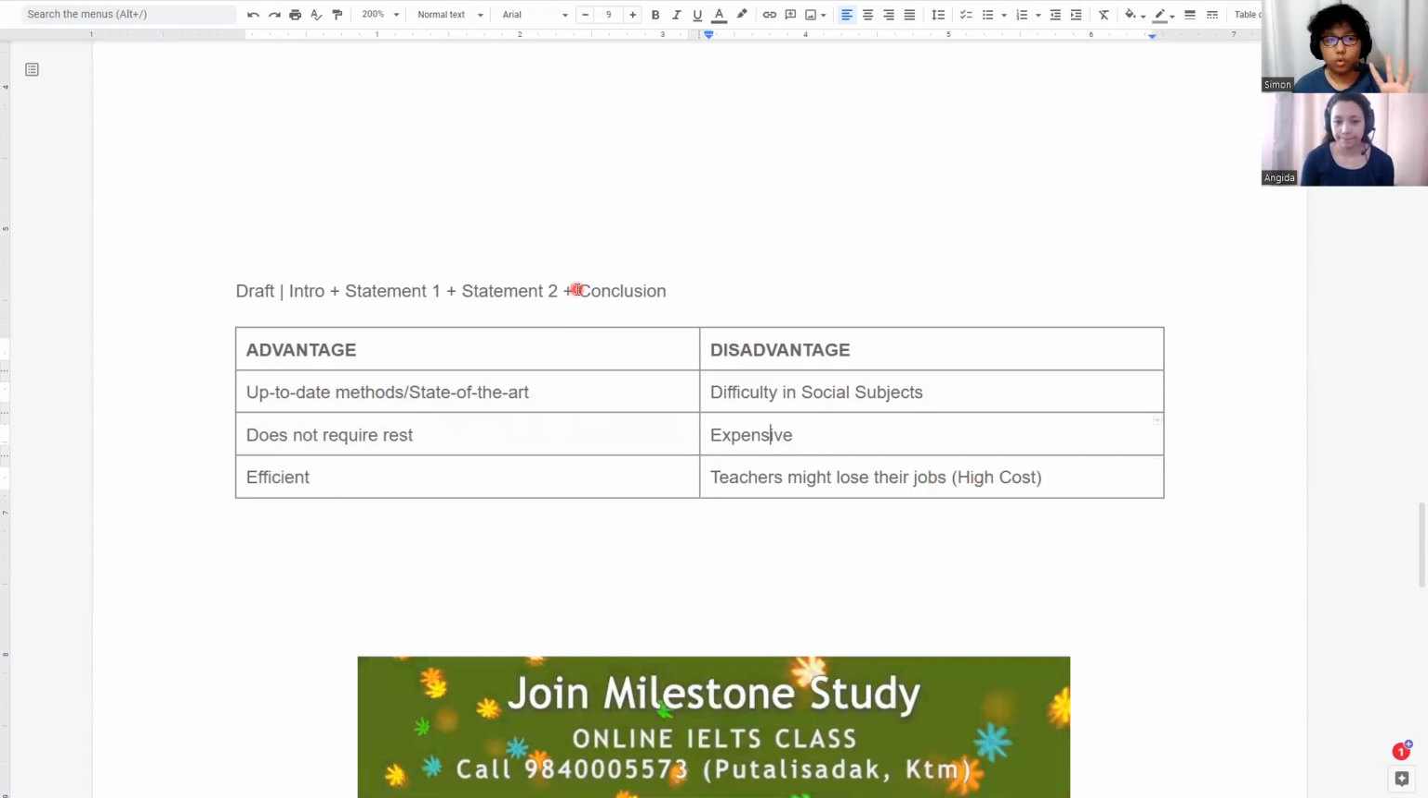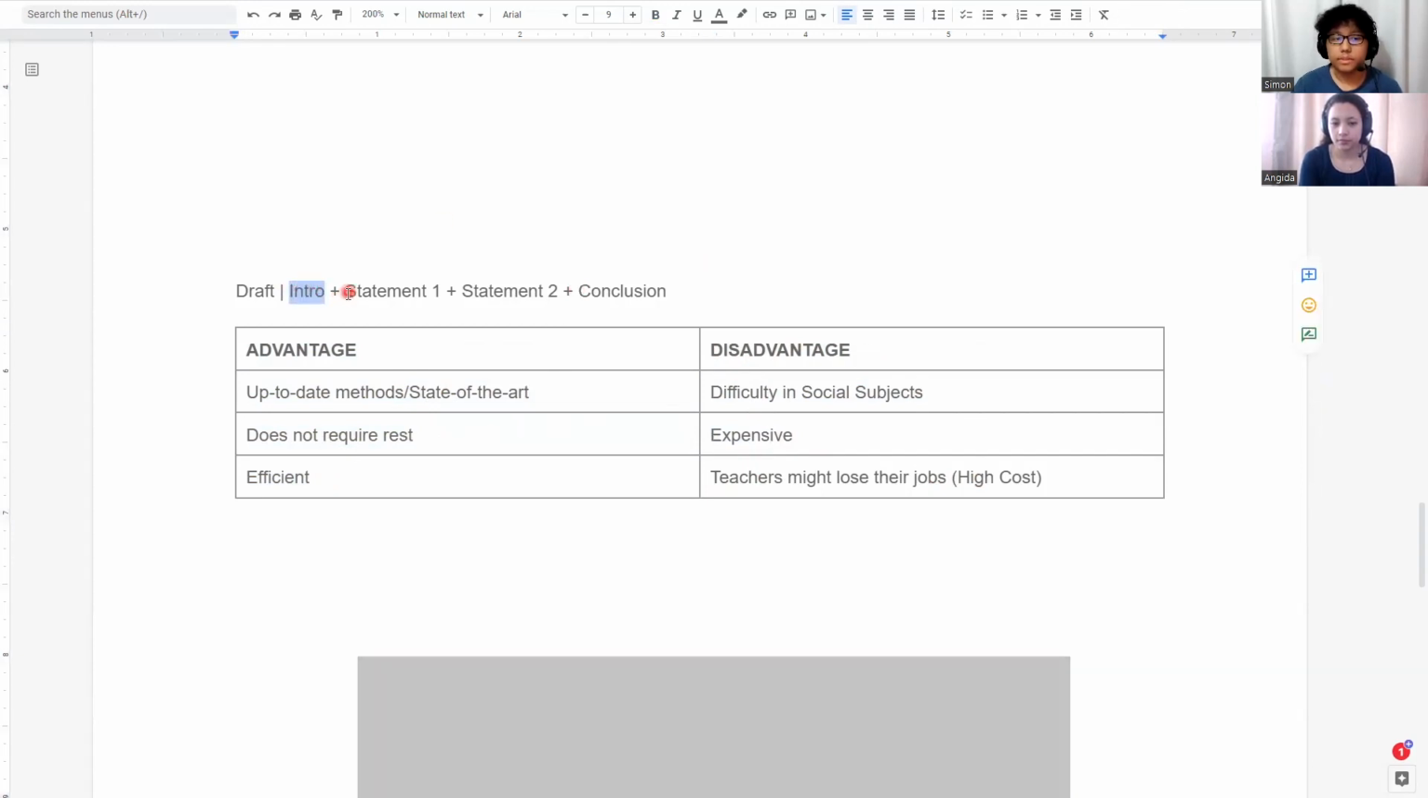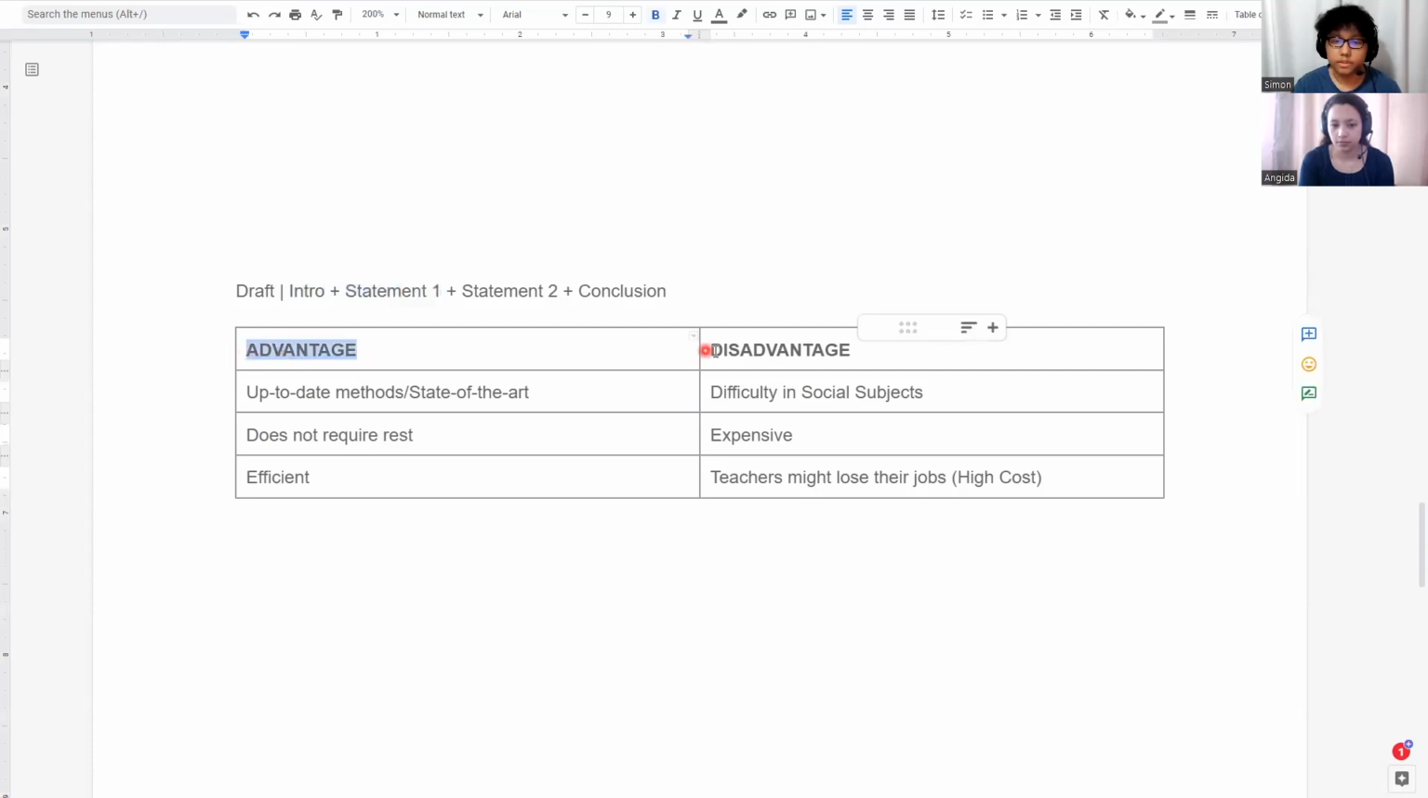Typically, we write 4 paragraphs. So the first one is introduction, which means intro. Second one is your statement 1, like your advantage or disadvantage. And then the third paragraph, same thing. You write about another statement, which is your advantage or disadvantage. And lastly, we have a conclusion. Conclusion is to summarize what you've been trying to say in your essay.